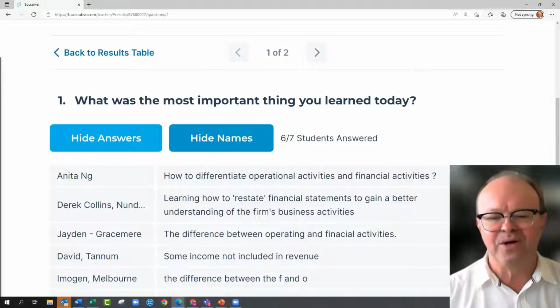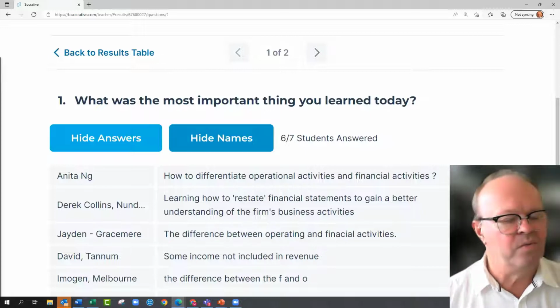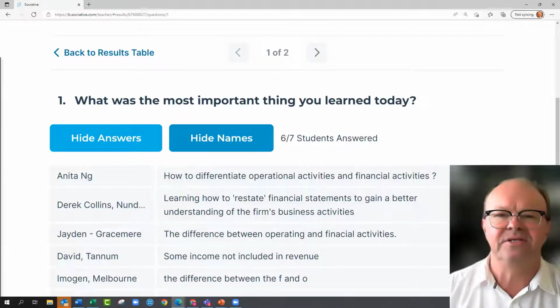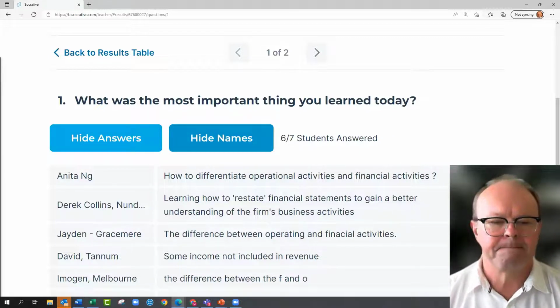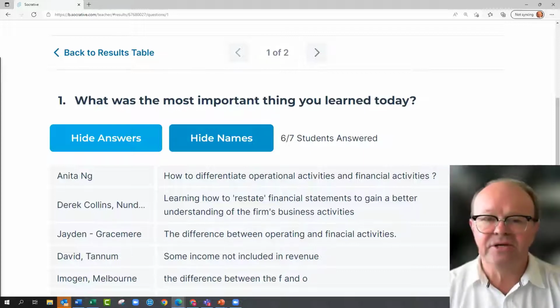The difference between operating and financial activities. Yes, that's a key distinction. Jaden, are you able to tell me the difference between operating and financial activities? What do you think they are? It's kind of the same as you said before, where the operating activities are more to do with what allows them to get revenue, like the customers and their suppliers? Yes, it's the interactions with them.